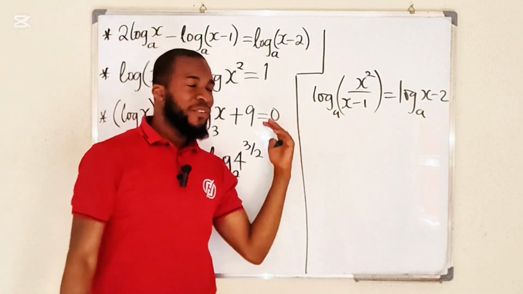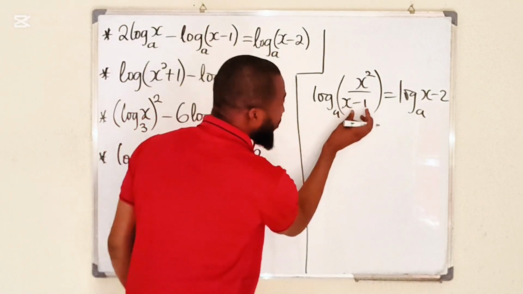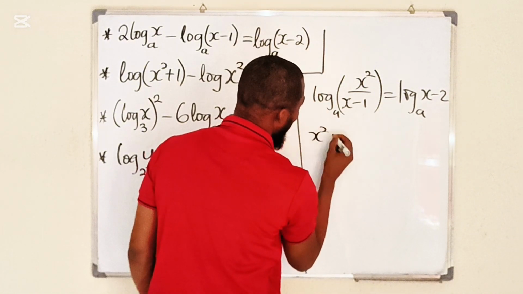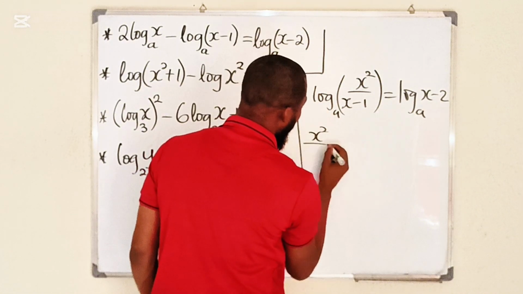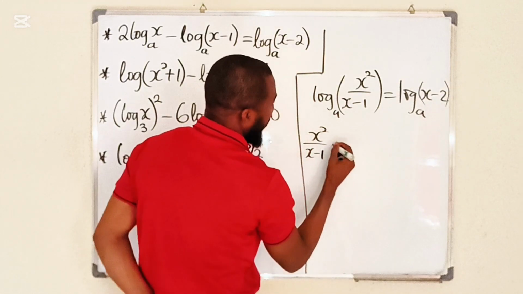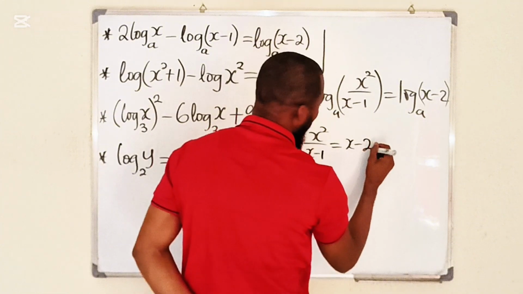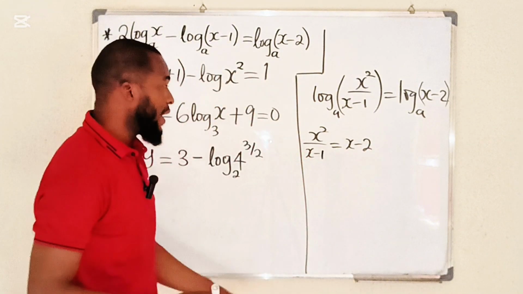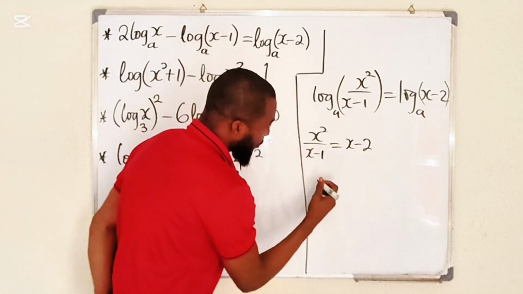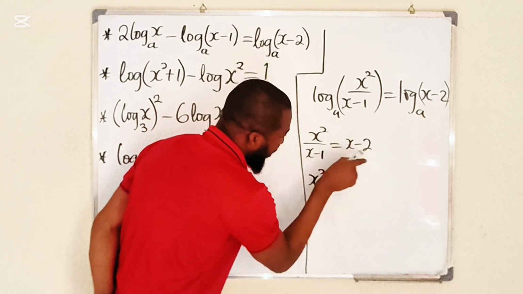And since from left to right we have a common base, we can equate the arguments, which implies that this must be equal to that. So we have x squared divided by x minus 1 equal to x minus 2, right? So we can cross multiply. You take this, you multiply by that. Already we have x squared here, so we have x squared equal to this times that.